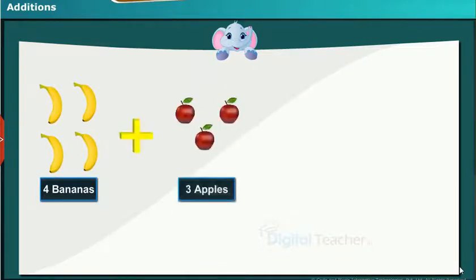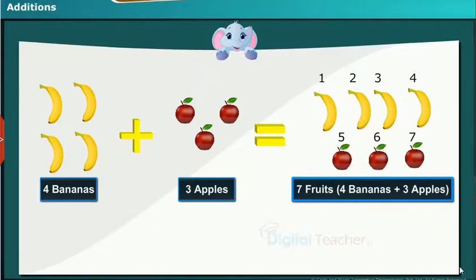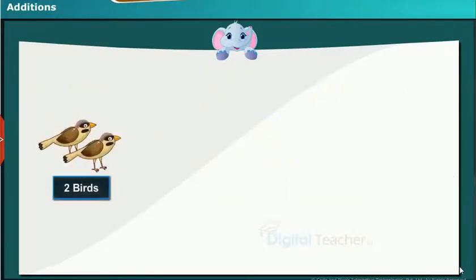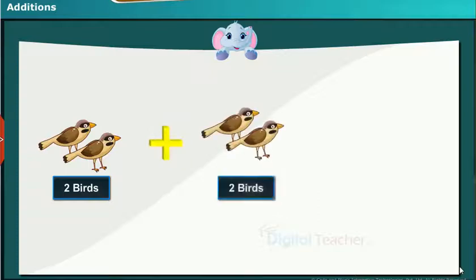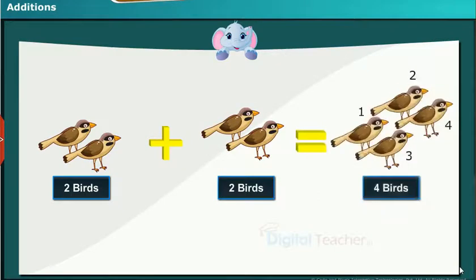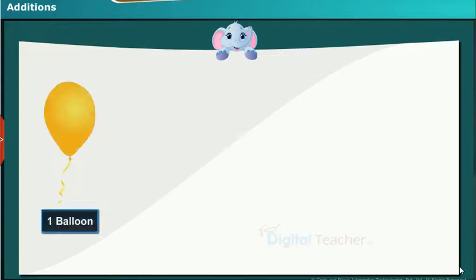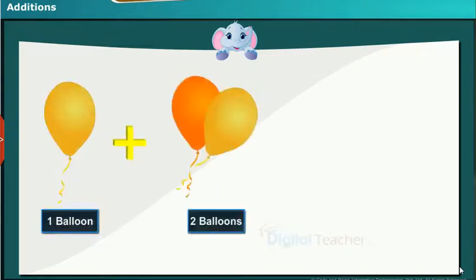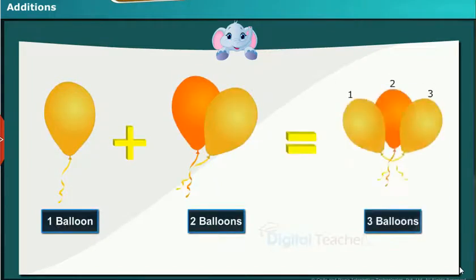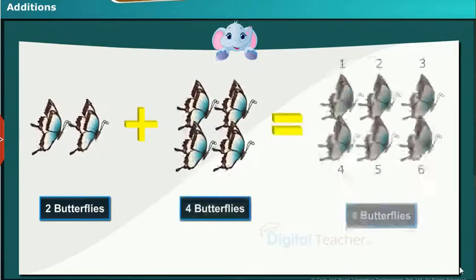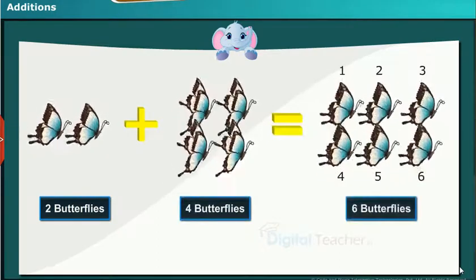4 bananas plus 3 apples equal to 7 fruits. 2 birds plus 2 birds equal to 4 birds. 1 balloon plus 2 balloons equal to 3 balloons. 2 butterflies plus 4 butterflies equal to 6 butterflies.